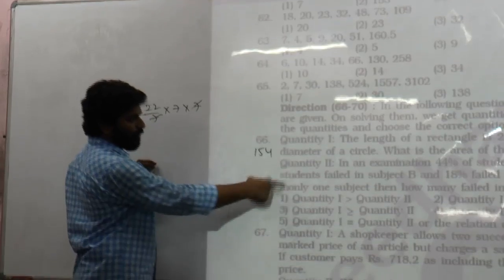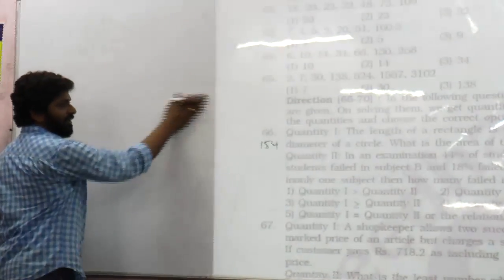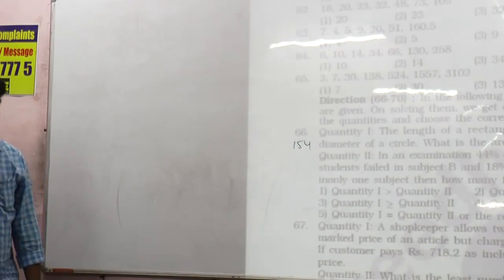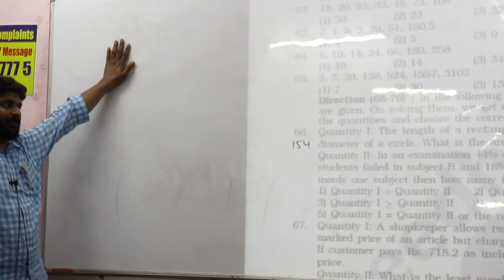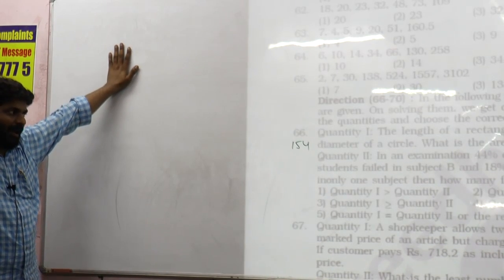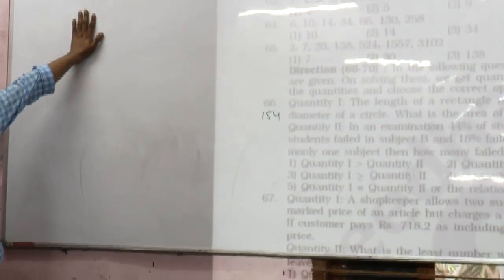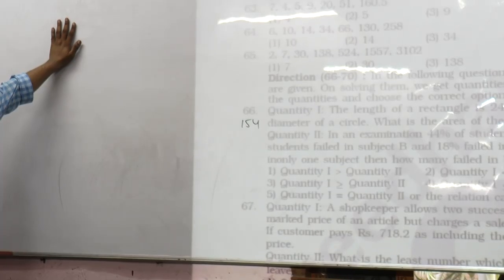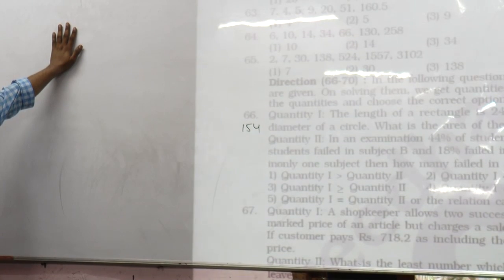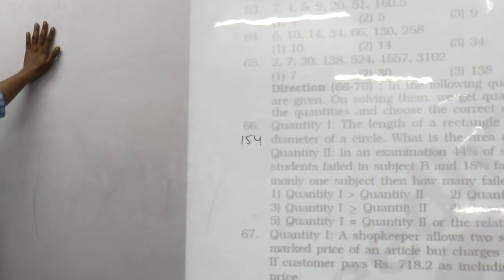Now quantity 2. In an examination, 44% of the students failed in subject A and 36% of the students failed in subject B and 18% failed in both A and B. If 350 students passed in only one subject, then how many failed in both the subjects?